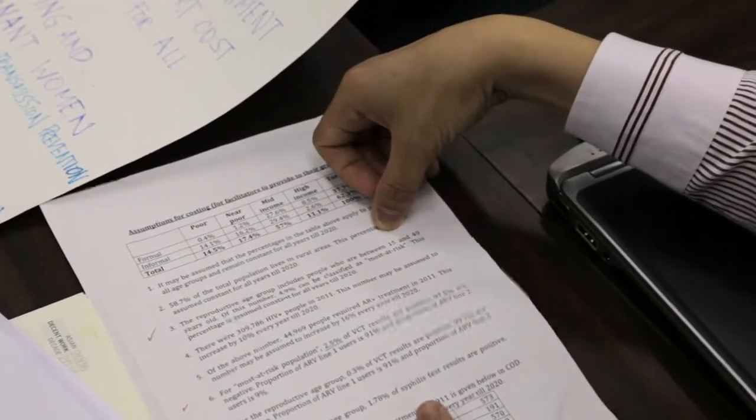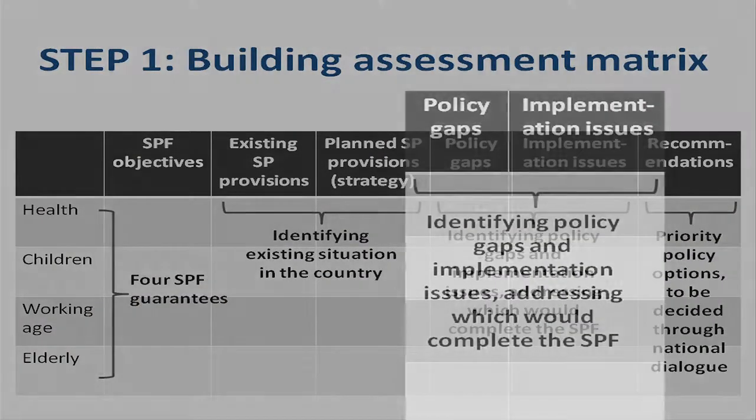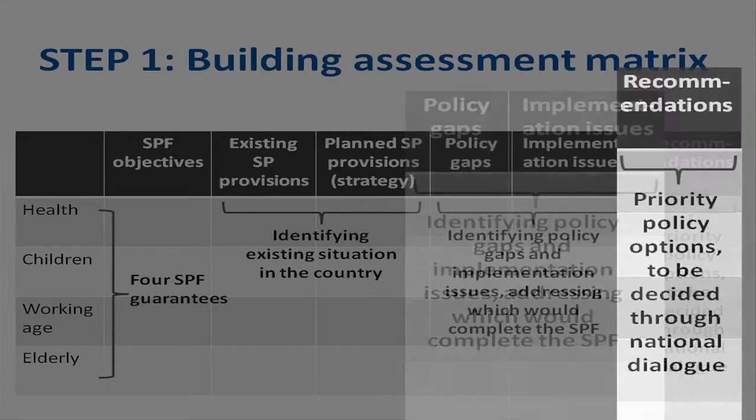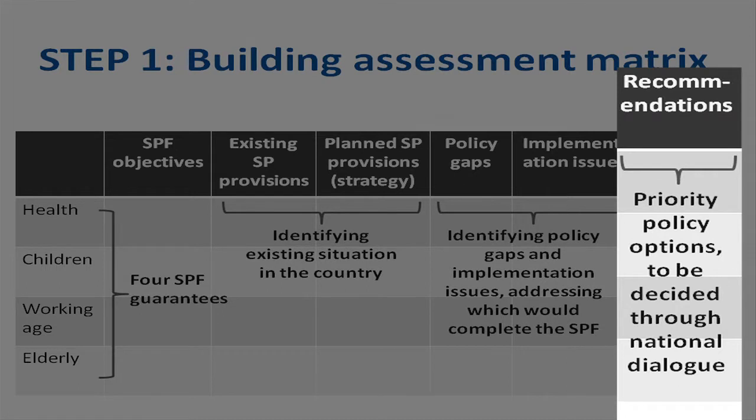And then we have a column where we try to identify if some parts of the population are not covered or some benefits are not sufficient. This we call the design gaps. It means that in the legislation, in the system as a whole, there is a hole, there is a gap, and we should try to fill this gap. And then we have a column called implementation issues, where we try to see for different schemes, even if they exist, maybe they don't function well. And then in the last column, we write the recommendations.